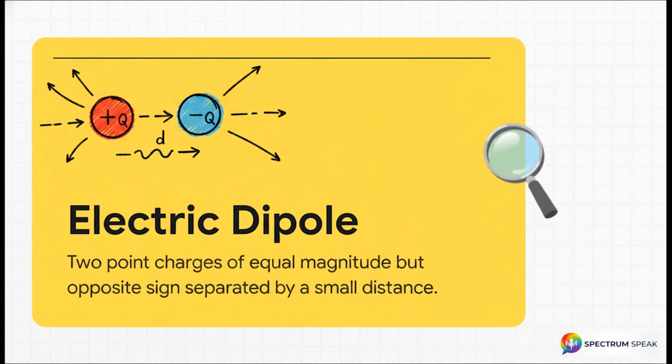Let's establish our absolute baseline from the text. What actually is an electric dipole? Simply put, it's formed when two-point charges of equal magnitude but opposite sign, so a positive q and a negative q, are separated by a small distance, which we'll just call d. That's it. That's the textbook definition. But to really grasp what this does to the space around it, we've got to visualize it.